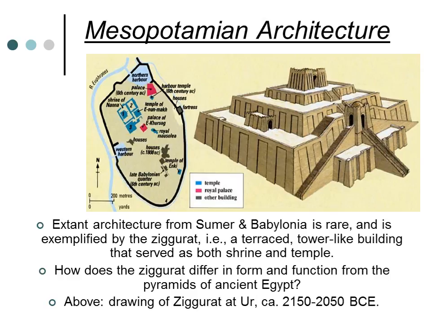Unlike the situation in ancient Egypt, we have very few examples of architecture from Sumer and Babylonia that have survived history. From the work of archaeologists and historians, it seems that the central architectural model from these periods is the Ziggurat, a terraced, tower-like building that served as both shrine and temple. That is, both civic and religious functions had a home in this building. Take a minute and ask yourself, how does the Ziggurat differ in form and function from the pyramids of ancient Egypt?